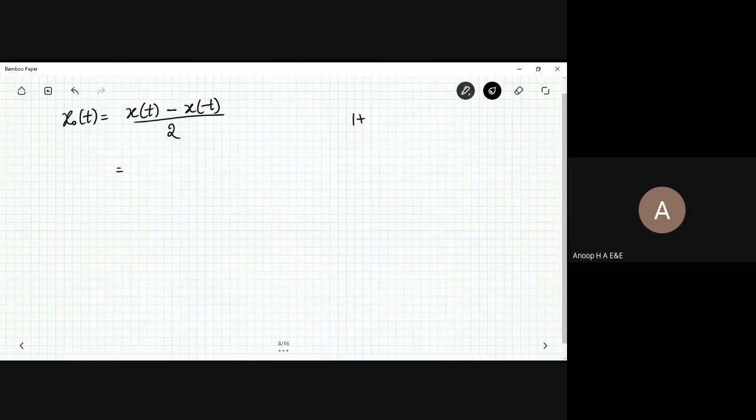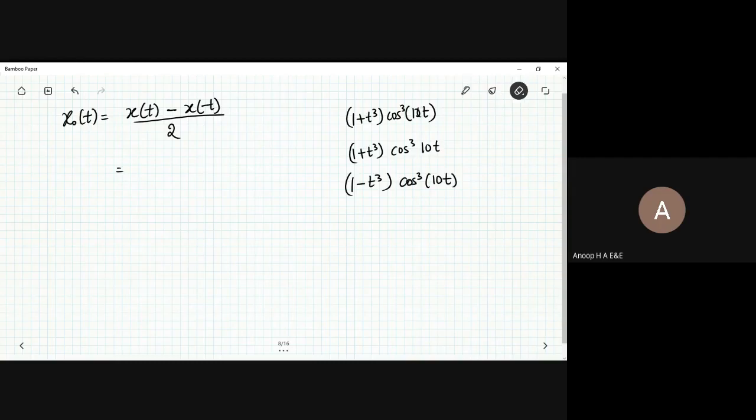So x of t is 1 plus t cube times cos cube 10t. Once you change the sign, you get 1 minus t cube times cos cube 10t for x of minus t. So this is x of t, and this one is x of minus t.